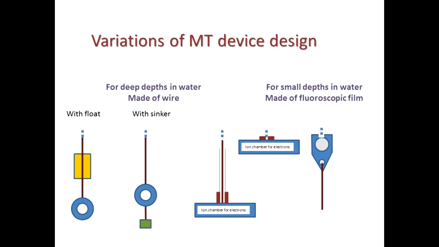Here I schematically show possible design variations for the MT device. The 3 examples on the left hand are designed for large depths in water: a design with a float petricipilar, a design with a sinter microtensioner, and a design with part of a medical needle for a plane-parallel chamber. Flattened copper wire is a good material for making these examples. The 2 examples on the right hand are designed for small depths in water, one for an electron chamber and one for a Farmer or semi-flex chamber, which was mentioned at the beginning of this presentation. Fluoroscopic film is a good material for making these examples.